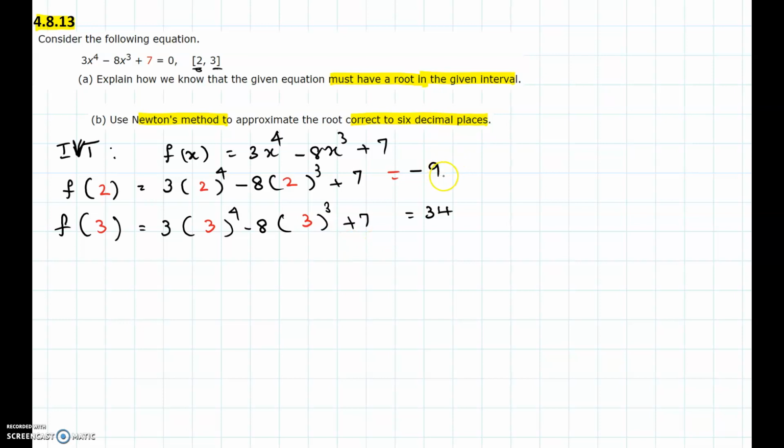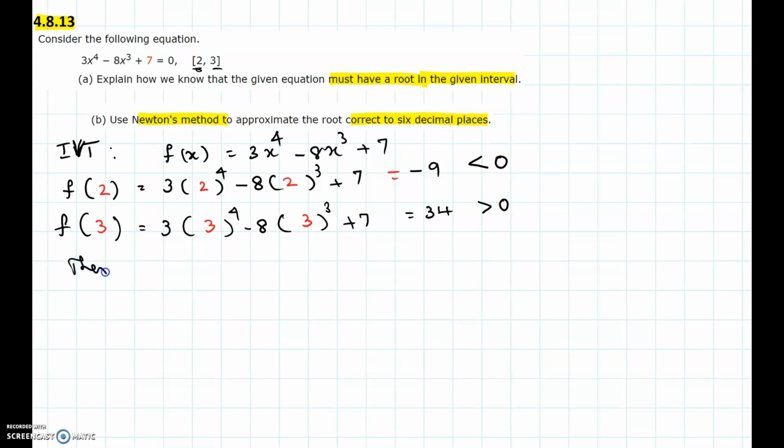So one is giving us a negative sign, and the other one is giving us a positive sign. F at 2 is negative 9, which is negative. Then f at 3 is 34, which is positive. F of x being a continuous function, and also a polynomial, has to pass through 0 between negative 9 and 34. One is negative and one is positive. So between 2 and 3, the graph must cross the x-axis. So there is a root between 2 and 3.